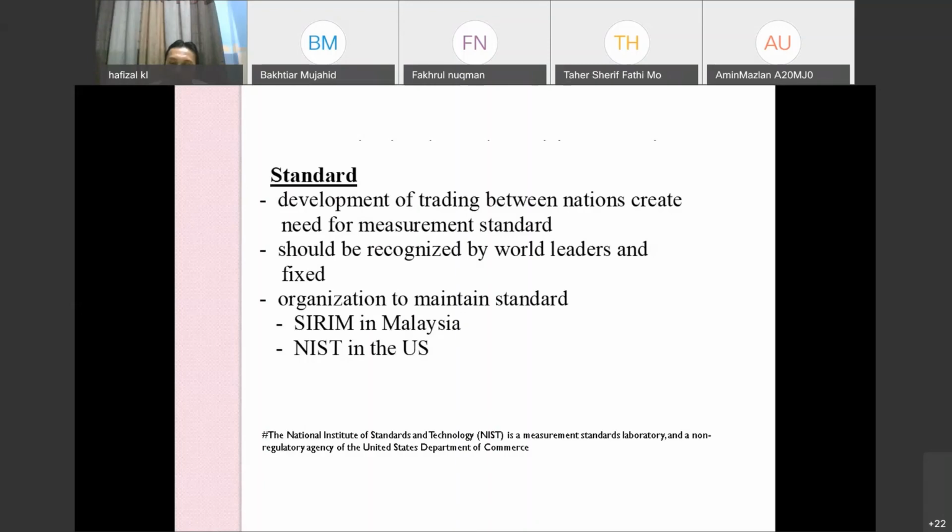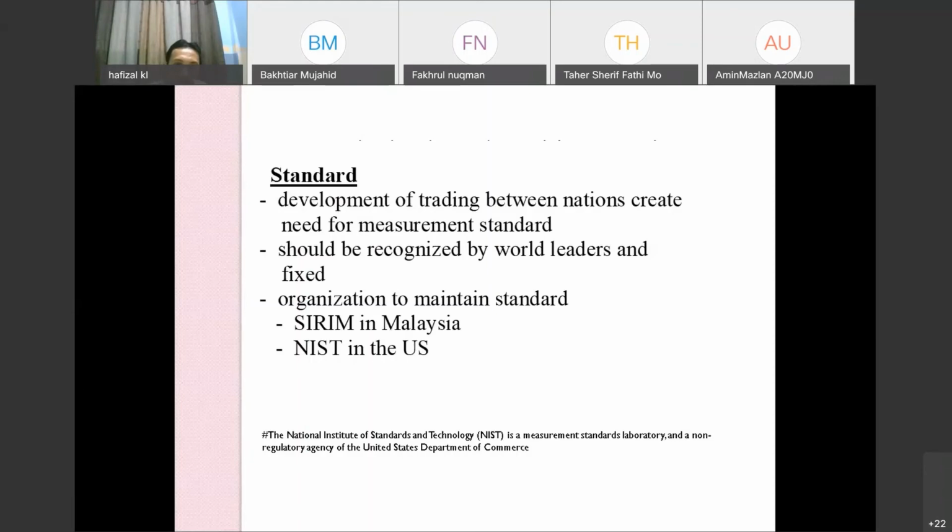If we compare to the standards of the developed nations, they are actually the leading countries. They research very well in certain areas, and then they invent certain standards. So if you look at different developed countries, they have their own standard. In Malaysia we have our standard.